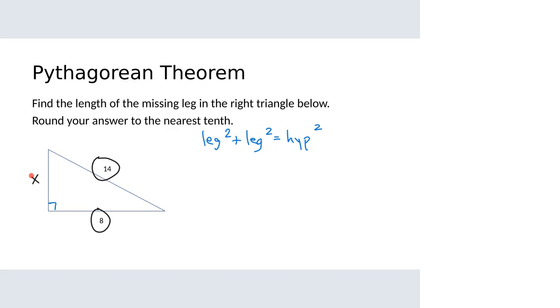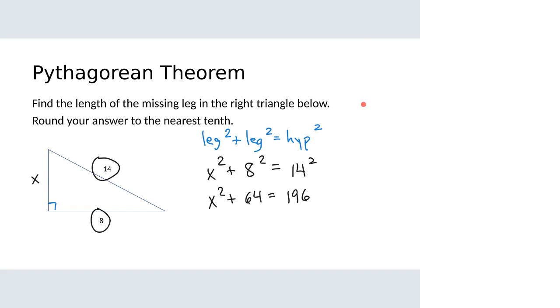And now I can set up my equation to be leg squared plus the other leg squared is the hypotenuse squared. I want to make sure we're careful that we're putting the things in the right places. That hypotenuse needs to be over there by itself. And so that'll give us x squared plus 64 is whatever 14 squared is, 196.